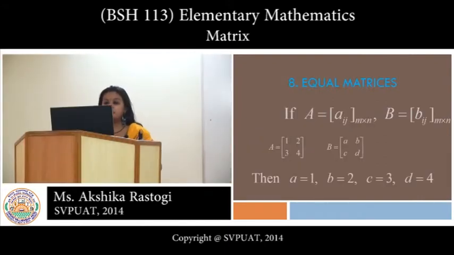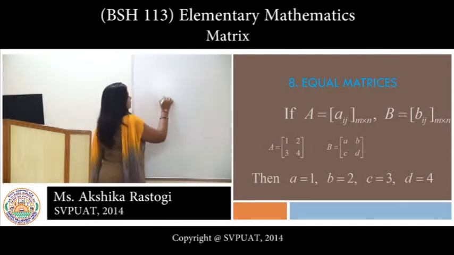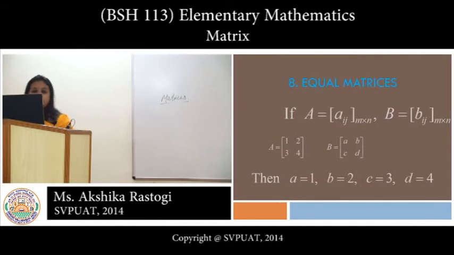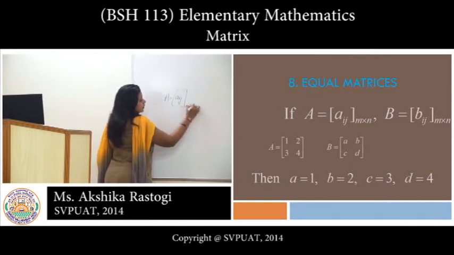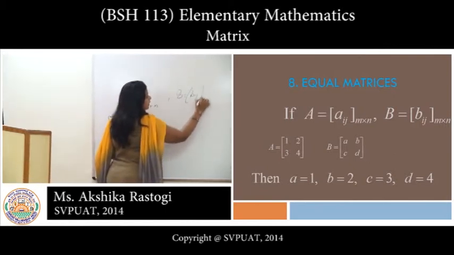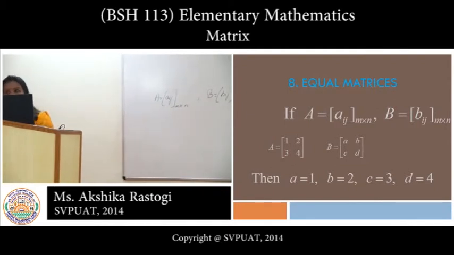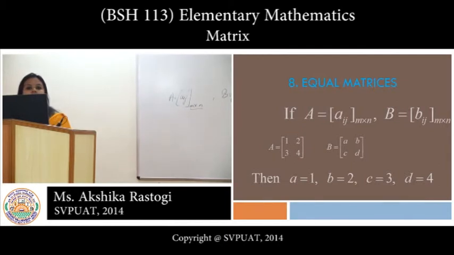Then another kind of situation occurs when we say that two matrices are equal. One thing I would like to tell: wherever "matrices" is written, it is the plural of matrix. So we have equal matrices. If we have two matrices, for example A with elements Aij of order m cross n, and another matrix B with all elements Bij, again of order m cross n. Two matrices are said to be equal if their orders are the same. The first and necessary condition is that the order of those two matrices should be equal.